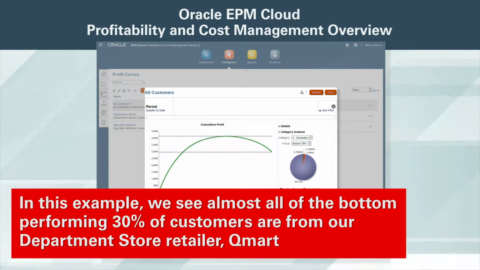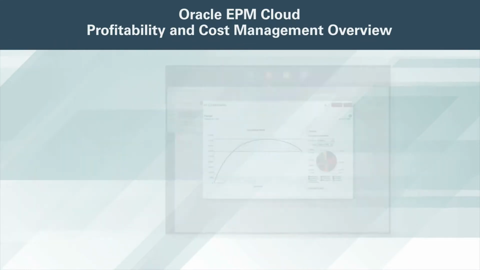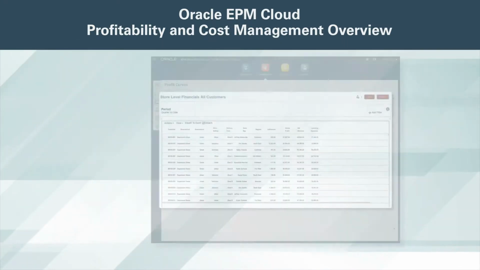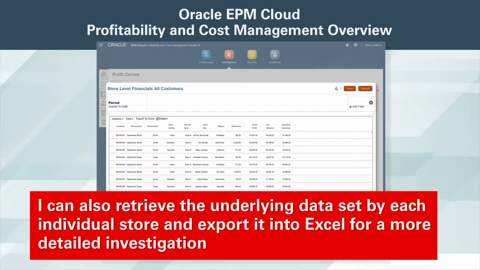In this example, we see almost all of the bottom performing 30% of customers are from our department store retailer, Qmart. Further, I can see who owns these customers by reviewing the bottom 30% region category. I can also retrieve the underlying data set by each individual store and export it into Excel for a more detailed investigation.